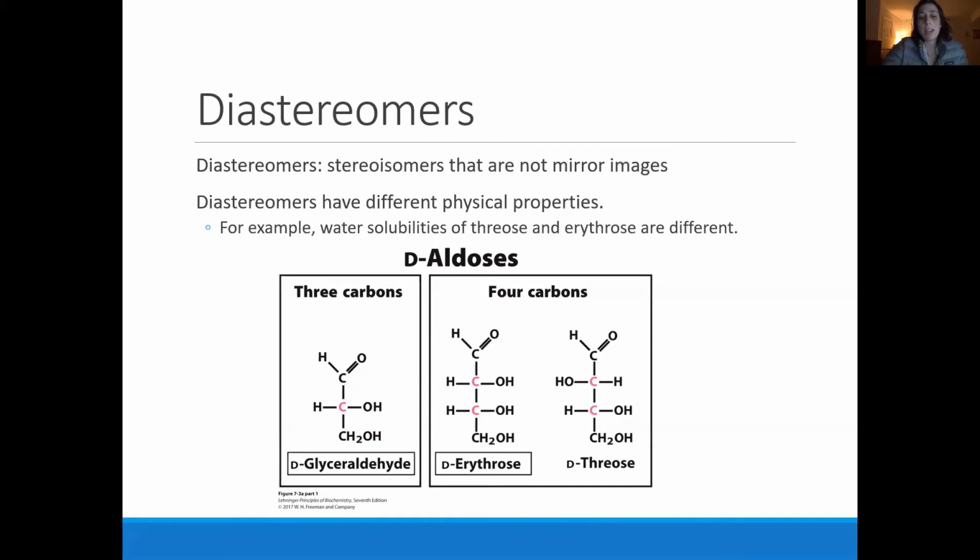Now, erythrose and threose, which are aldoses that have 4 carbons in them, have the same chemical formula. There's an aldehyde here. You can see there's 1, 2, 3 more carbons, a total of 4. They both have this CH2OH group at the bottom. They both have an OH bound to a carbon here, but notice it's just on a different side. Similarly, at this point, they have an OH bound to that carbon, but on a different side.